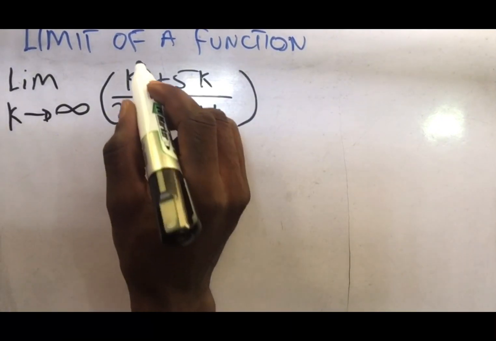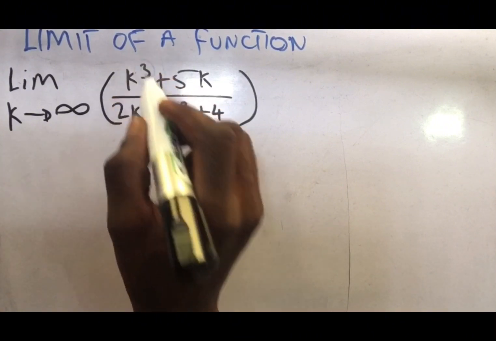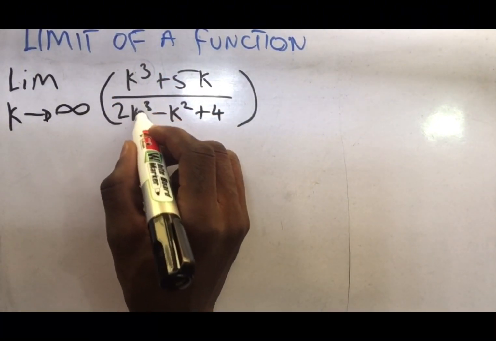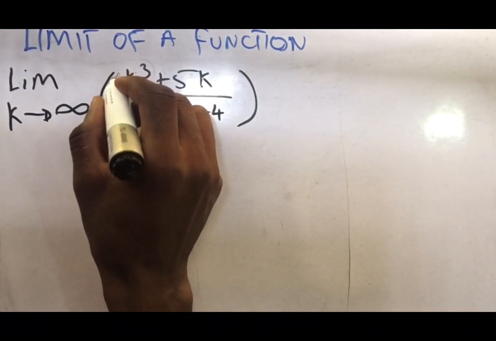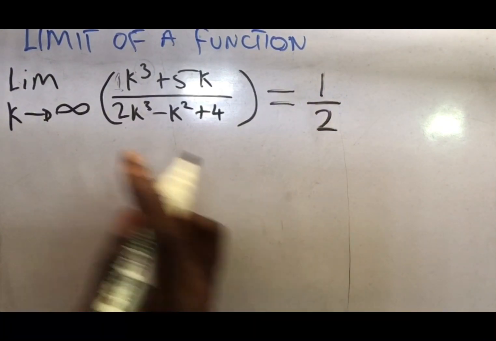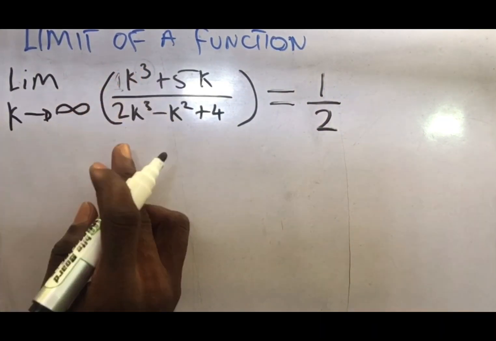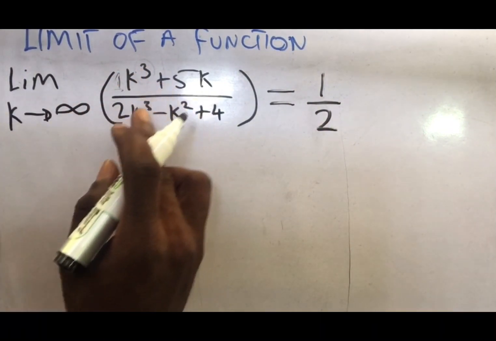If you look at this, the highest power here is 3. If you look at this, the highest power here is also 3. Now, the highest power in the numerator and the highest power in the denominator are equal. And since they are equal, we are going to take the coefficient of those variables carrying the highest power as our answer. What the big jargon is simply saying is that our answer here is 1 over 2. The coefficient of k cube here is 1. The coefficient of 2k cube is 2.